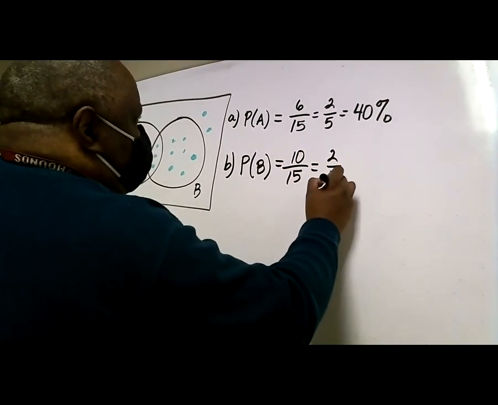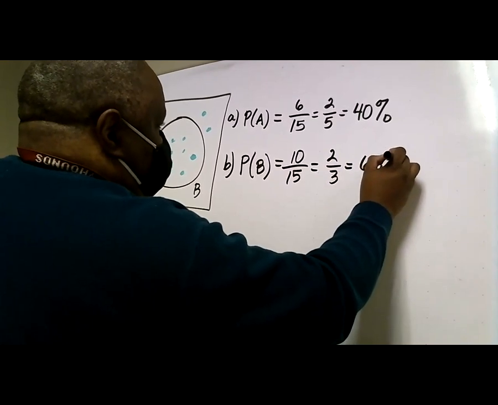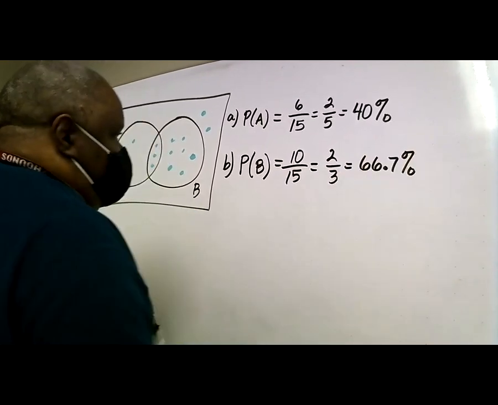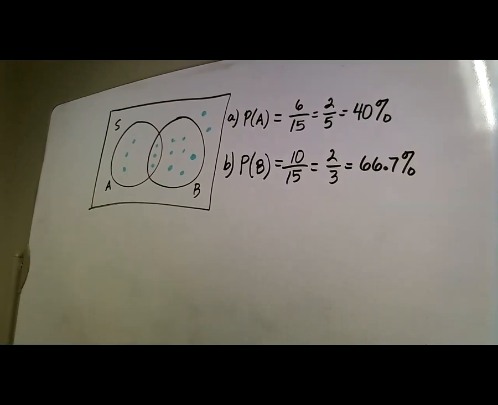And then 2/3 as a percent, I'm going to say 66.7% approximately. Okay. So that's the probability that event B will occur. All right, any questions on this?